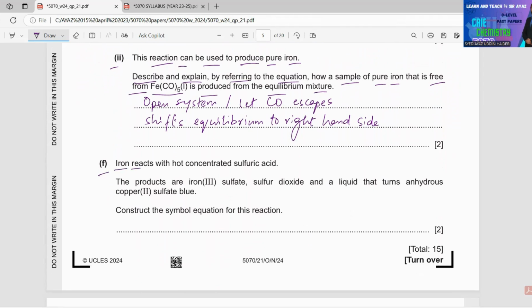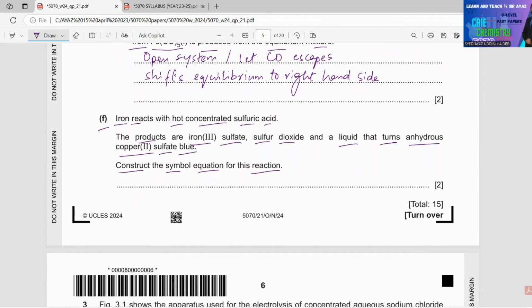F. Iron reacts with hot concentrated sulfuric acid. The products are iron(III) sulfate, sulfur dioxide, and a liquid that turns anhydrous copper(II) sulfate blue. Construct the symbol equation for this reaction. First of all, I'm writing the reactants. We have iron here, the symbol of iron is Fe. Hot concentrated sulfuric acid must be H2SO4. They didn't ask for the state symbols, so no need to write the state symbols here.